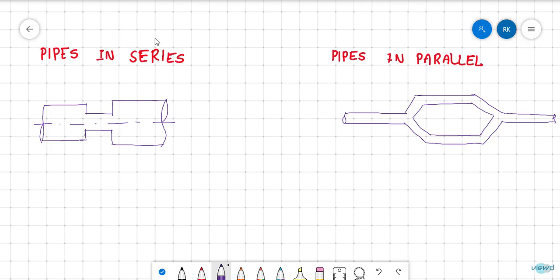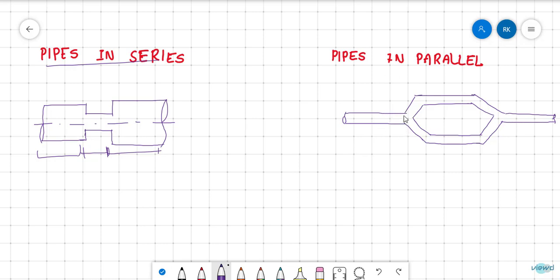Let us see the combination of pipes in this video. These pipes can be connected in series, or connected in parallel, according to our use. So pipes in series. Series means there is one pipe and this end is connected with this pipe, this end is connected with this pipe. So this is called a series arrangement.